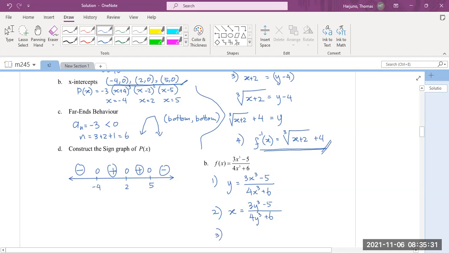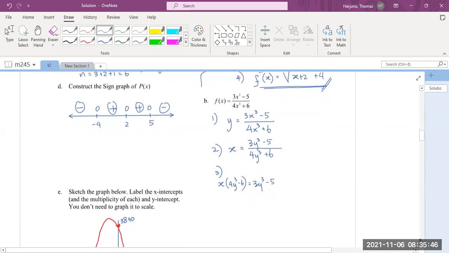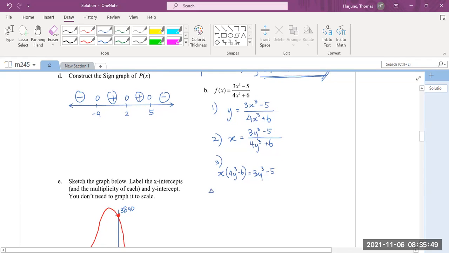And then I will multiply by the LCD and distribute. Now the thing is, all the y terms have a cube. Actually, that's a good thing though, which means what we need to do is solve for y cube, right? And then after that, we will do the cube root.